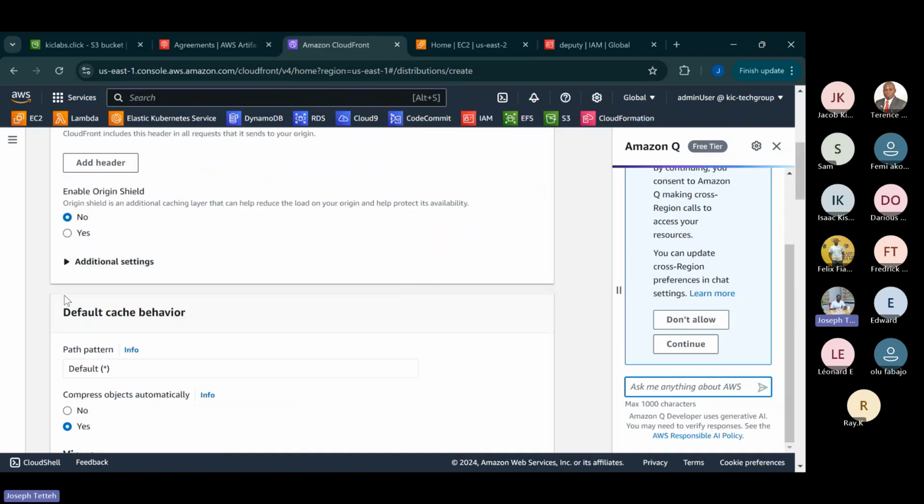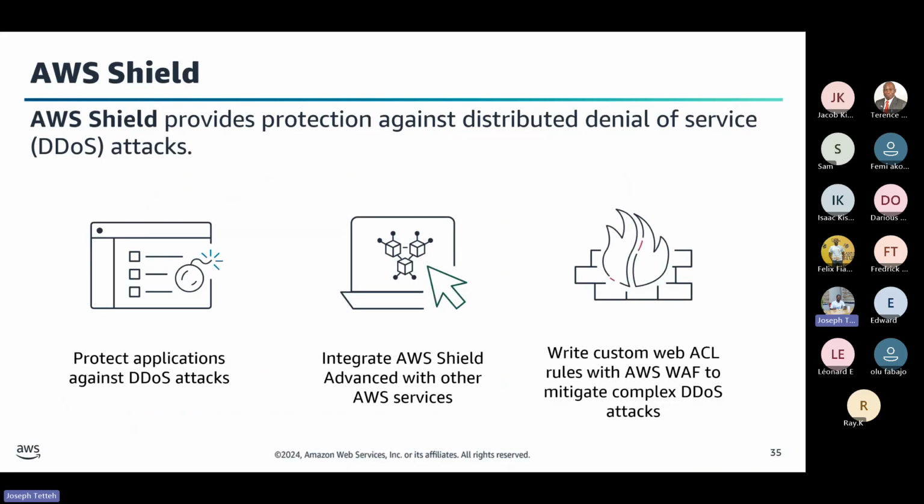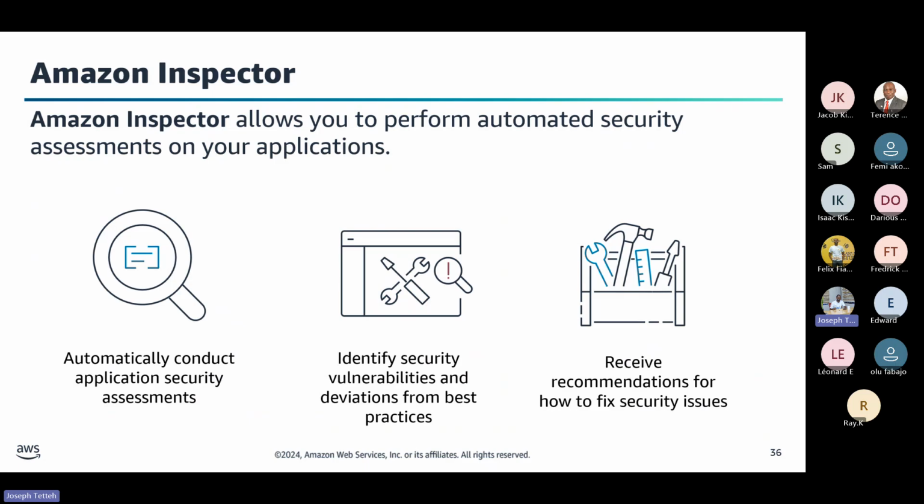So you see, okay, this is Origin Shield. This is Amazon Shield. So that is one. Then there are other ways you can also protect your application. So you have an EC2 instance. How can you protect your instance against malicious attacks, or even on-premises servers? You can use a service called Amazon Inspector.